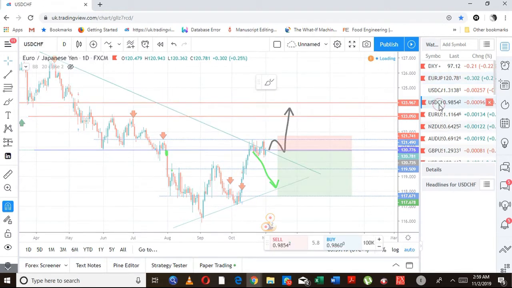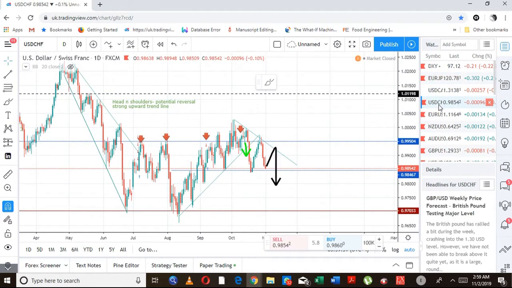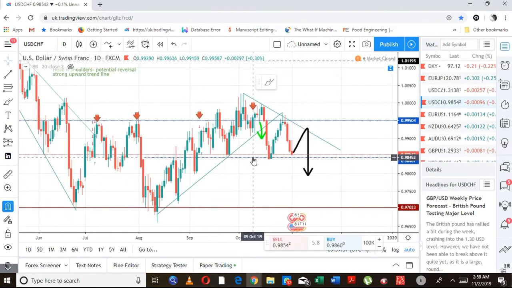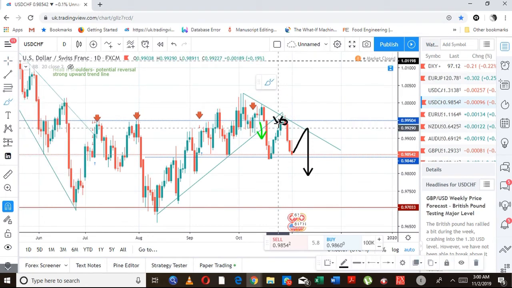Next, USD CHF. USD CHF has been an interesting pair to trade so far. I think on Wednesday I shared in my VIP group that we shorted USD CHF around that area, and people are now enjoying returns. This was the area where I shorted the USD CHF.